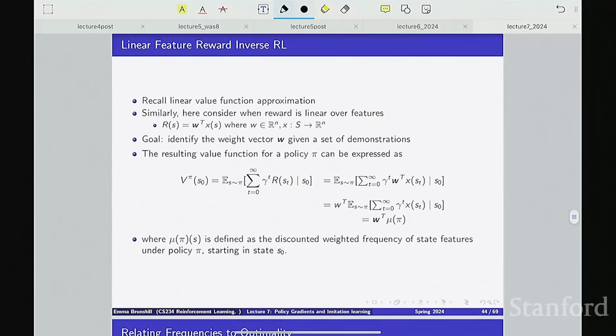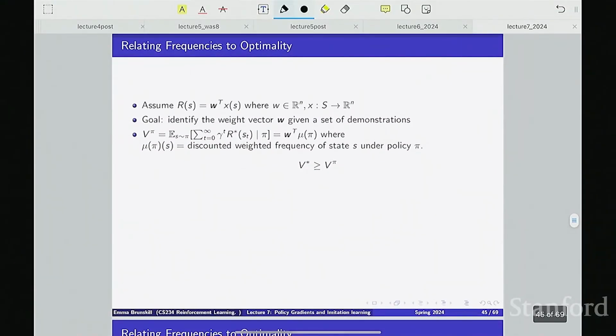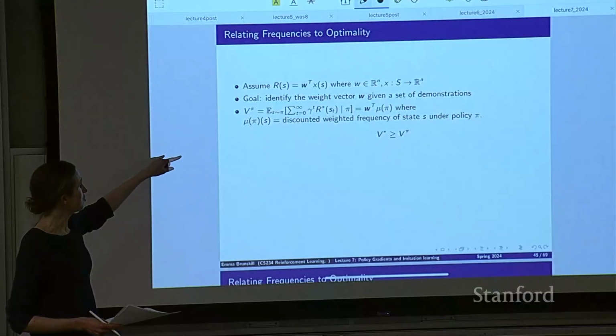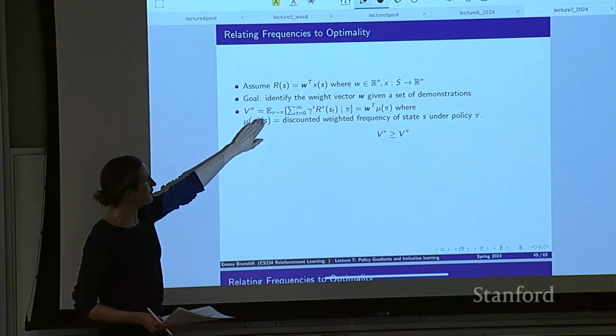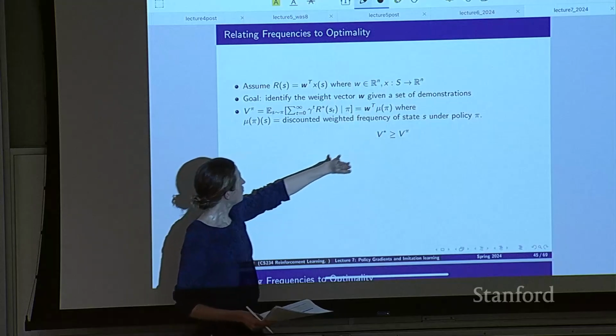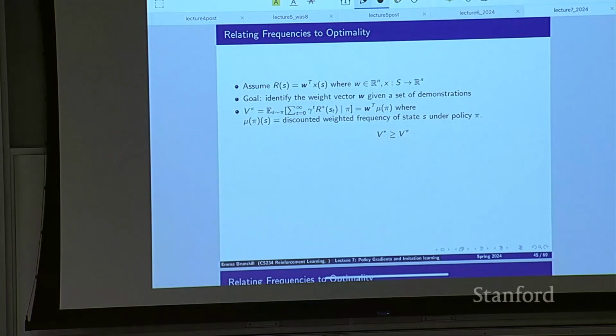So, but we don't know what W is yet, so let's think of what we could do. The goal here is that we want to identify the weight vector W given a set of demonstrations. We've just seen that we can rewrite the value of a policy pi, if these rewards are linear, as W transpose mu of pi, where mu is the discounted state frequency. All right, so what we know is that V star for the optimal policy is greater than or equal to V pi for any other policy.